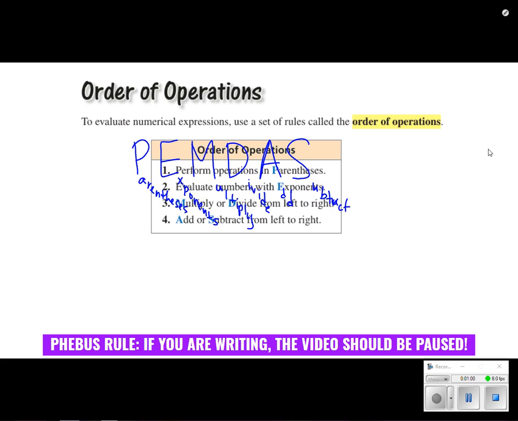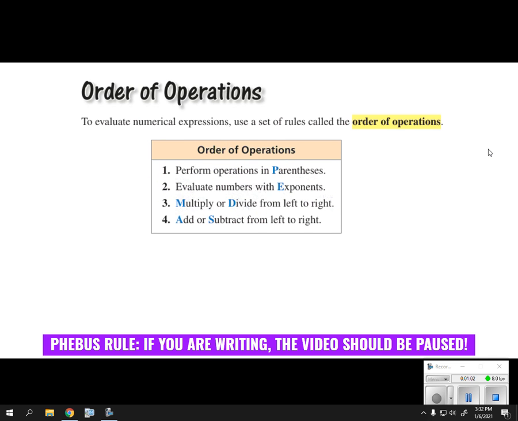Oh, look, there's some words. Perform order of operations in parentheses. Evaluate numbers with exponents. Multiply or divide from left to right. Add or subtract from left to right.